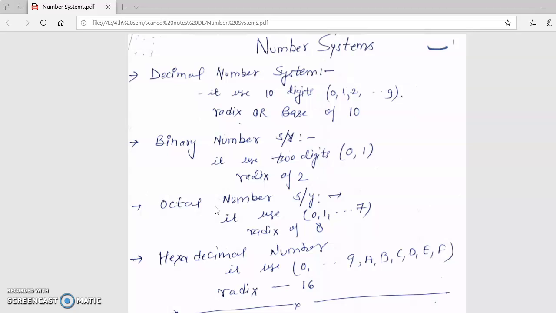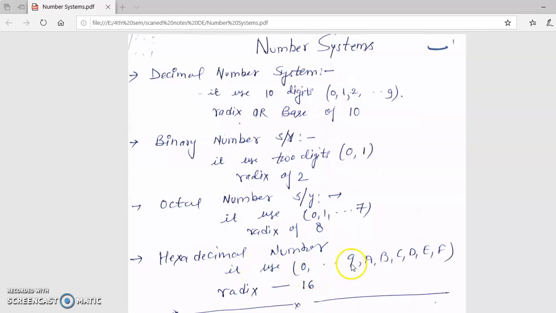First of all, the decimal number system. The decimal number system includes 10 numbers, which means it has a radix or base of 10. It uses 10 digits from 0 to 9. Next is the binary number system. It uses 2 digits, that is 0 and 1, and the radix of the binary number system is 2. The octal number system uses the numbers 0 to 7 and has a radix of 8. And next one is hexadecimal.